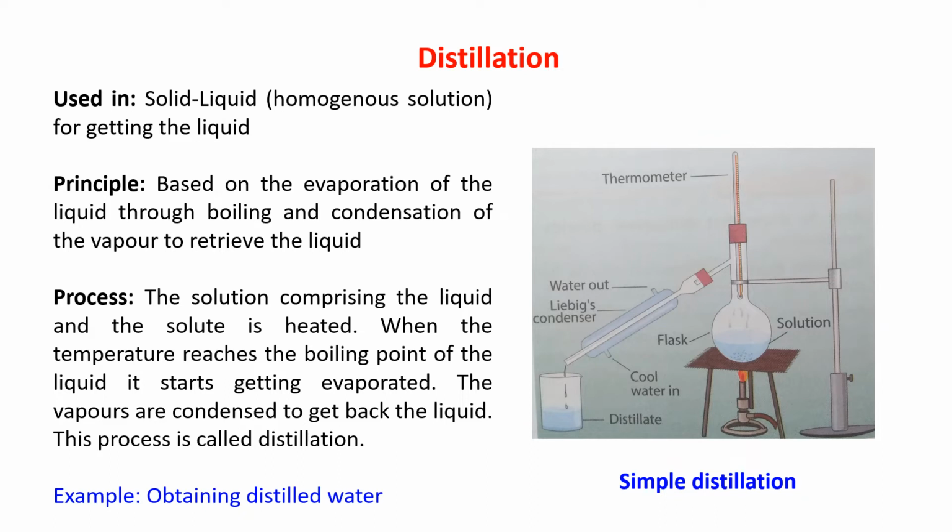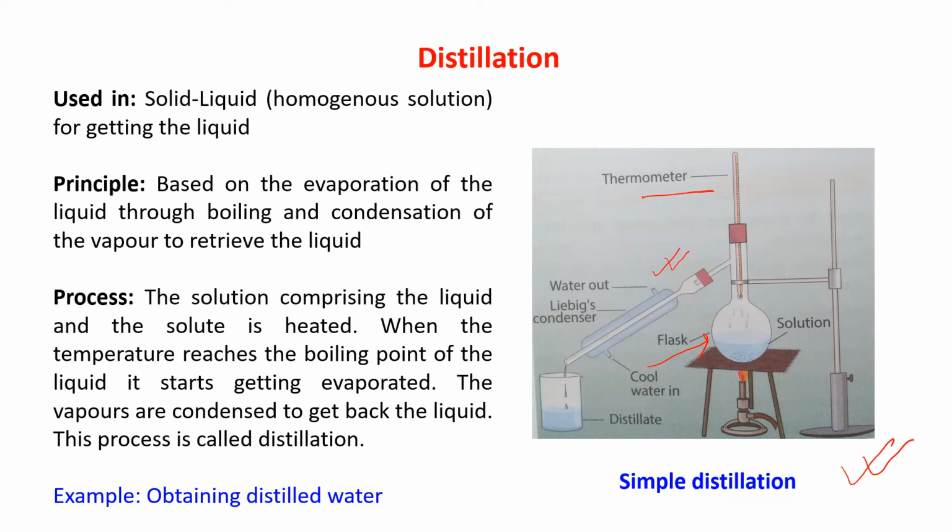See, this is the diagram given for the distillation method. Suppose we want to make distilled water from impure water. So that impure water is taken in this round bottom flask. As you know, pure water will boil at 100 degrees centigrade. This round bottom flask is fixed with a thermometer and it is also fixed with a Liebig condenser.